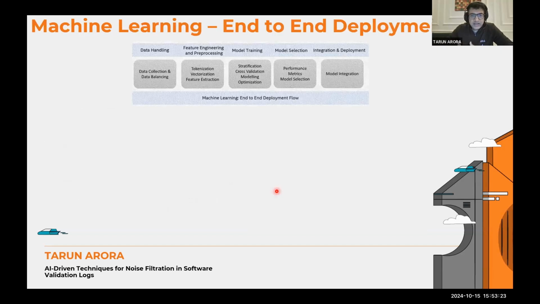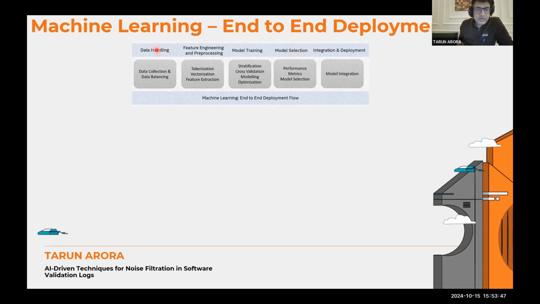Now, what exactly is the machine learning end-to-end deployment flow, right? Since it's an integration of NLP and machine learning, you can visualize there are 5 stages here. One is called the data handling stage. The other one is called the feature engineering and pre-processing stage. The third one is called the model training stage. Then the model selection, and the integration and deployment, right?